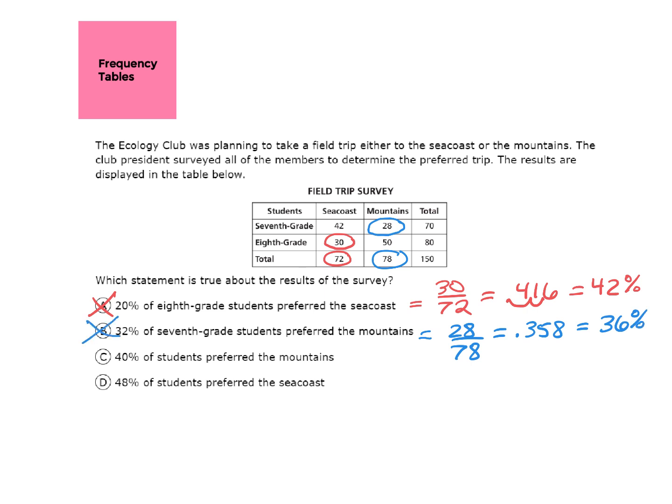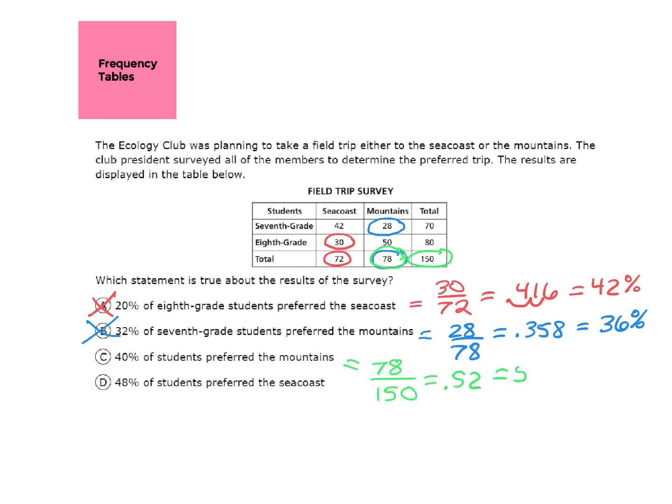Now the next one, we'll move to green. 40% of the students preferred the mountains. Well, how many students did they survey total? So we need to find our total surveyed. So our total surveyed was 150. And how many of those students preferred the mountains? I would say our total was between 7th and 8th grade. That would be 78. So you have 78 over 150. So you do your 78 divided by 150, and that gives me 0.52.